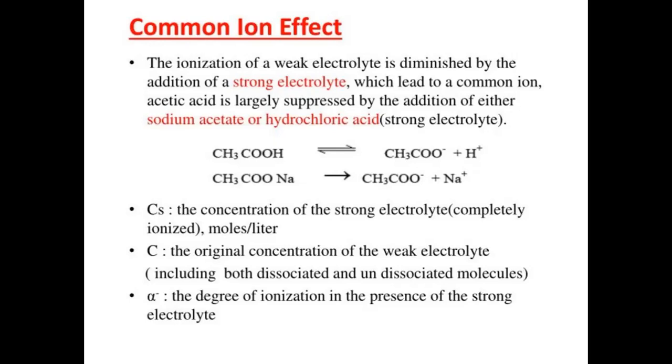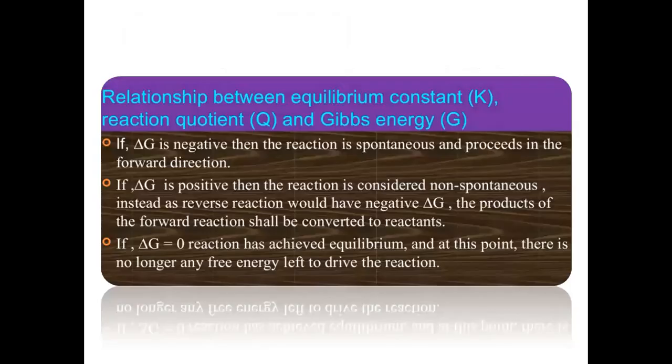But we are left with one main topic, that is the relationship between the equilibrium constant K, reaction quotient Q, and Gibbs energy. So students, you must know that Gibbs energy is that energy which is used for useful work. And I have already talked about the equilibrium constant of a reaction and reaction quotient. And if delta G is negative, अगर डेल्टा जी की वैल्यू नेगेटिव है तो रिएक्शन स्पॉन्टेनियस है. स्पॉन्टेनियस मतलब कि विजिबल है and proceeds in the forward direction.